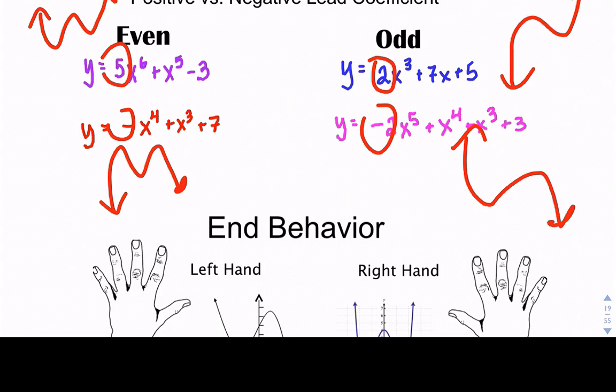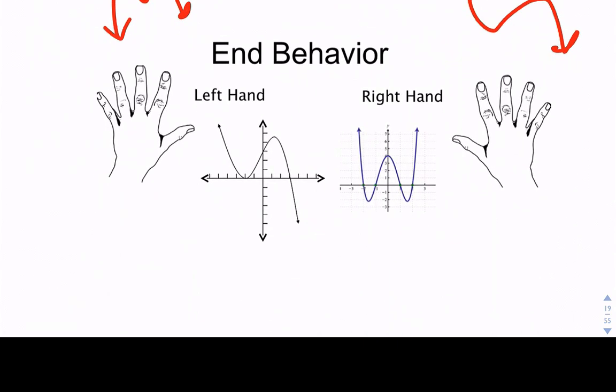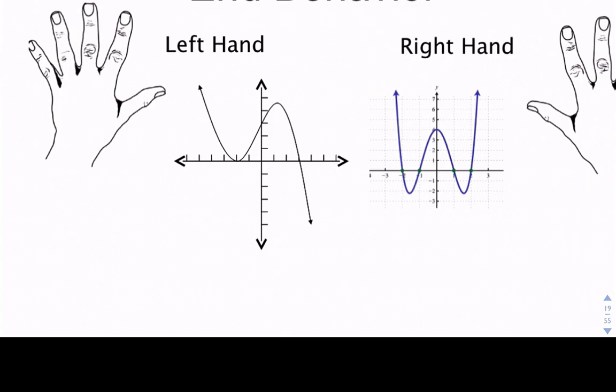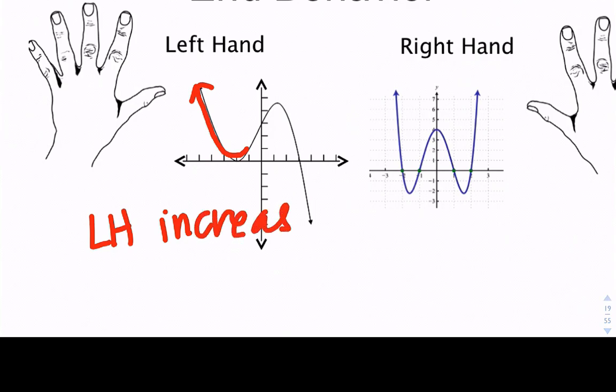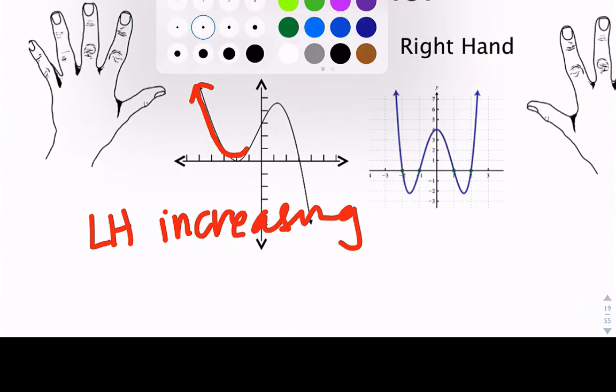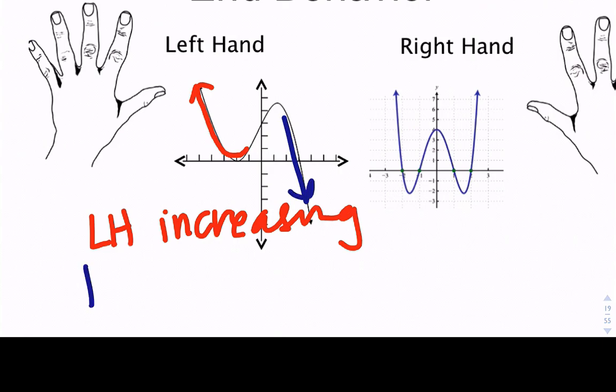And then we also talked about end behavior. As you go to the left, what's happening to your graph? As you go to the right, what's happening? So let's do that for these two examples. Let's look at the left-hand behavior first. As we go to the left, our graph is increasing. As we go to the right, our graph is decreasing. So our right-hand behavior is decreasing.